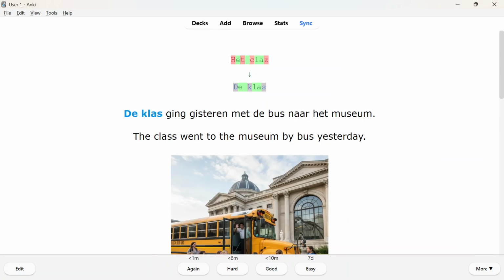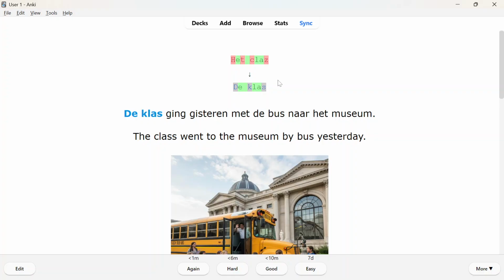So you can see right over here, I have made some mistakes. First of all, it's de class, not het class. And class is written with a K and it ends with an S. And I've written it with a C and a Z. Now, whatever I had wrong, Anki shows in red. And underneath that, you see the correct answer. So it shows you, okay, this is what you had and this is what you should have had. So green is what you had, and gray is what you should have had.